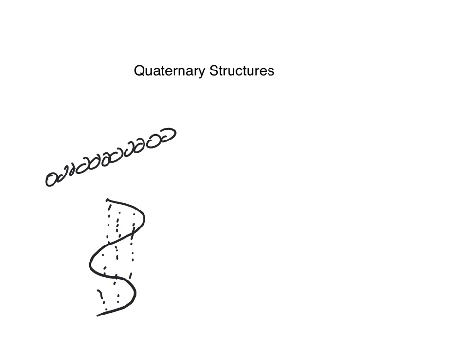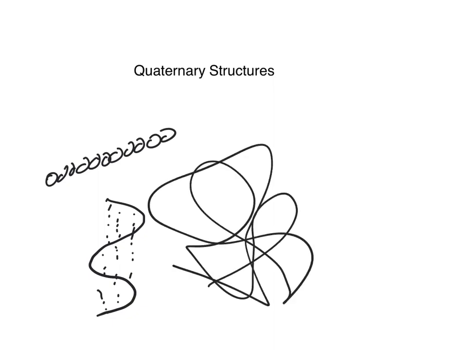Your tertiary level is going to be the complete collection of all of the alpha helixes together. And I don't know if I'm going to be able to draw this, but it basically just looks like a giant blob, and you can imagine there's a bunch of different alpha helixes in there.